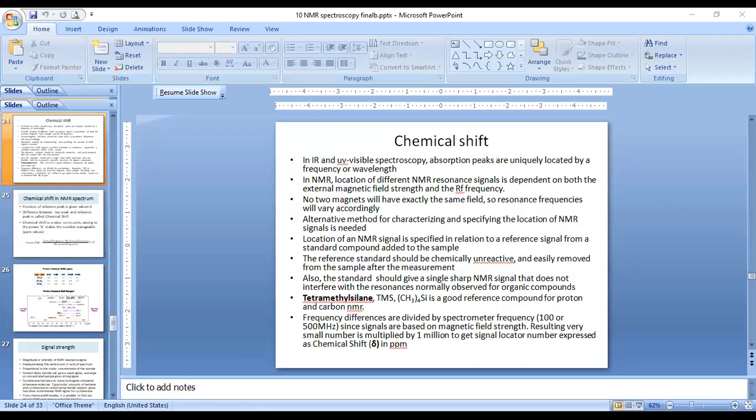So these are all the ppm values for different compounds, CH3X, CH2X2, and so on.